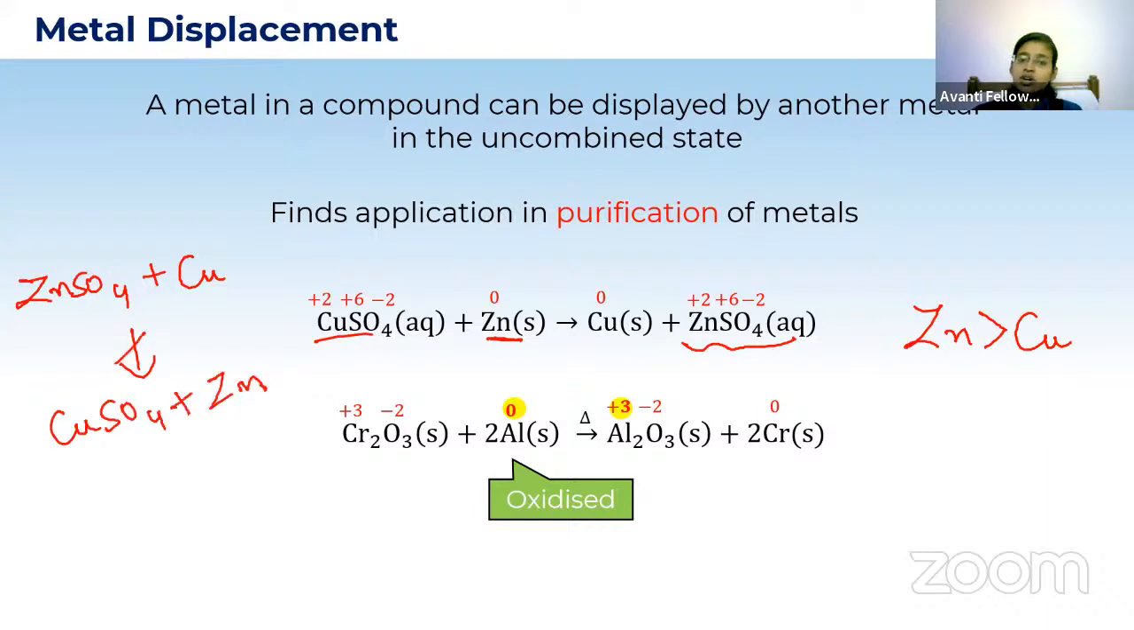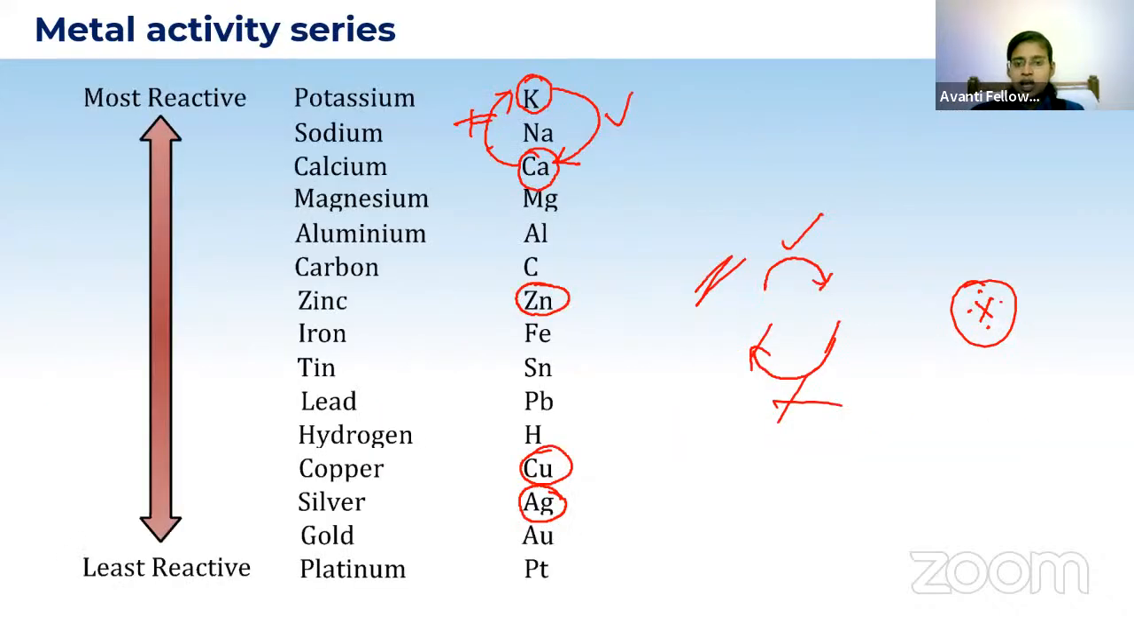So the reaction will not occur because copper is not capable of displacing zinc, as it is very less reactive. That's why I have brought this metal activity series for you. In the second example, aluminium can displace chromium because aluminium is more reactive than chromium. In the metal activity series, aluminium is here and chromium will be below this.